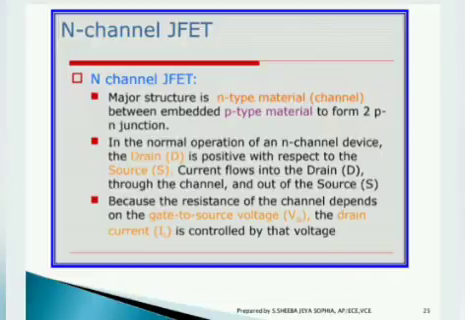In an N-channel JFET, the major structure is N-type material embedded between P-type material to form two PN junctions. In the normal operation of an N-channel device, the drain is positive with respect to the source. Current flows into the drain through the channel and out of the source. Because the resistance of the channel depends on the gate-to-source voltage VGS, the drain current ID is controlled by that voltage.